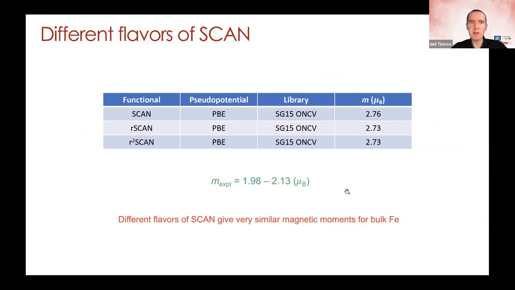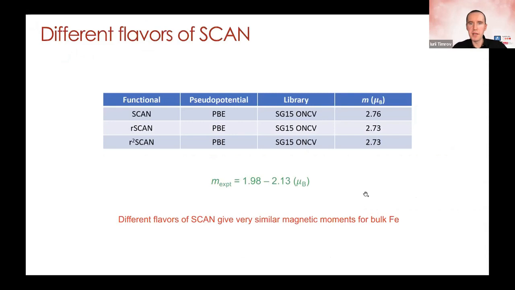There are very nice papers by Tran and co-workers. They study other classes of materials like transition metal oxides and other families of materials just to see the performance of SCAN, so I invite you to check that paper. There is no general trend. In some cases, SCAN is better than PBE, in some cases worse. It really depends on which material you study. But the take-home message is that when you deal with magnetic materials, you need to be careful when you want to use SCAN.